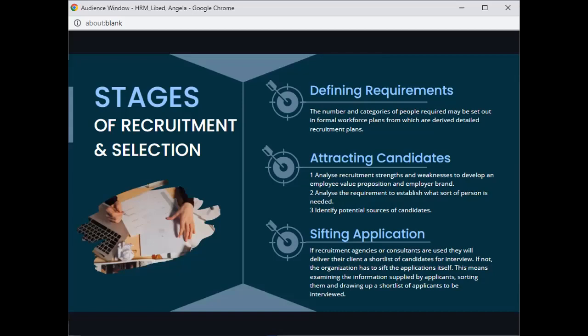So anything that the role holder would be expected to achieve in specified areas. Example, developing markets for products, sales, productivity or levels of customer service, introducing systems or processes. And next is special requirements.